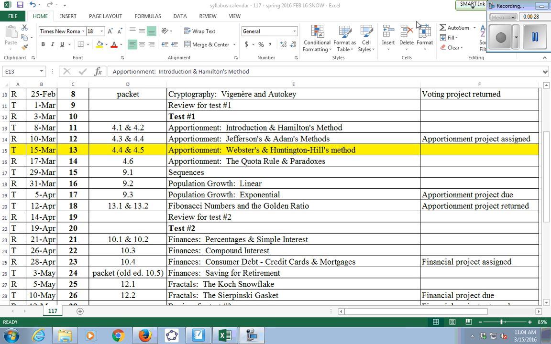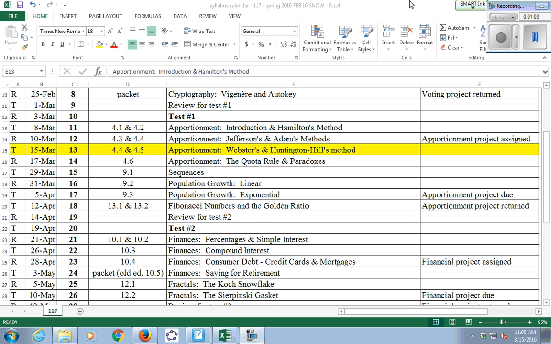Okay, so today we're going to learn the last two methods for apportionment. So we've learned three so far: Hamilton's, Jefferson's, and Adams methods. Webster's and Huntington-Hill's method are both very similar to Jefferson's and Adams in that they are modified divisor methods, which, yes, is tedious. Which is why I'm introducing you to Excel in this project, so you can learn the power of Excel to help you avoid tedium, right? Let Excel do all that and find the number you're looking for.